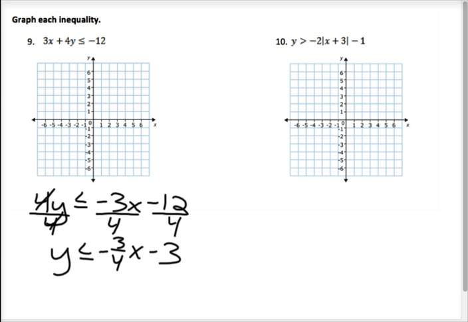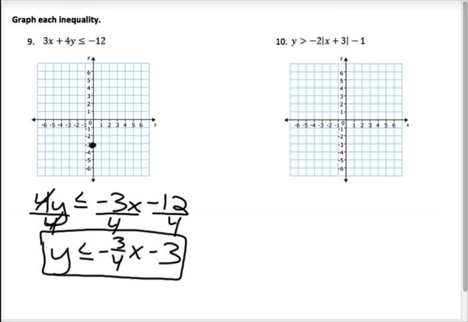So now I have an equation solved for y, because that's how we're most comfortable graphing. That's how we've learned how to graph for years, is we need the y by itself. Once we have the y by itself, what I need to do is now graph it. So I'm going to start at that -3. You always start at the y-intercept.